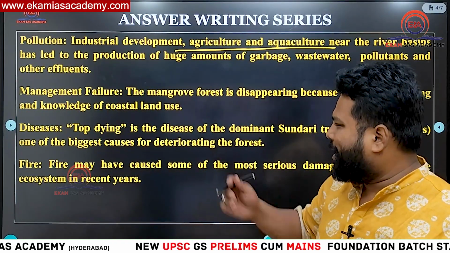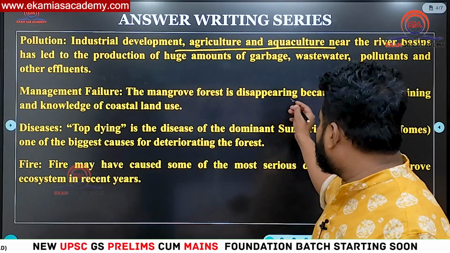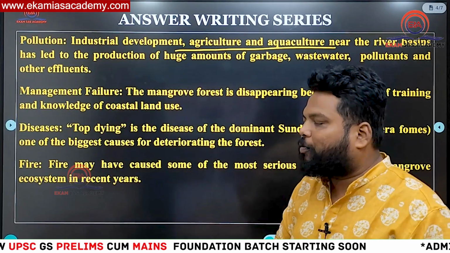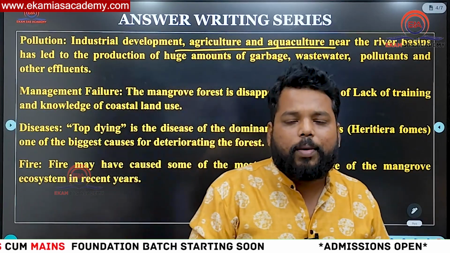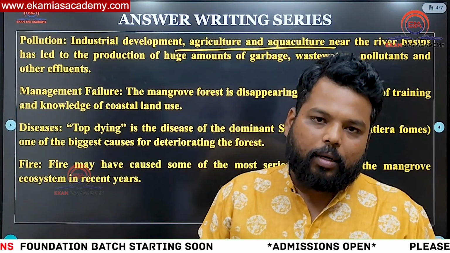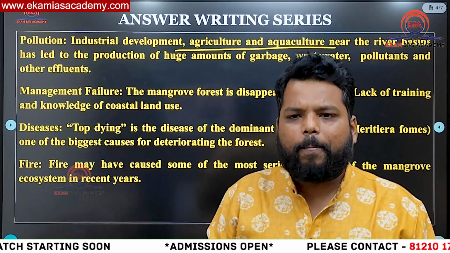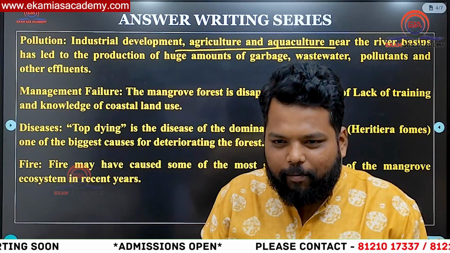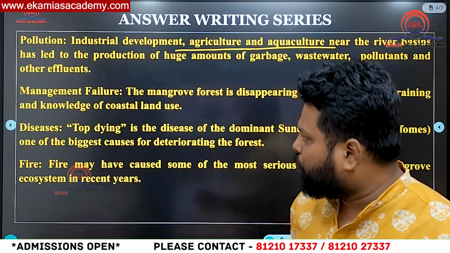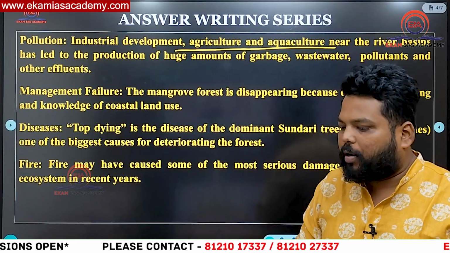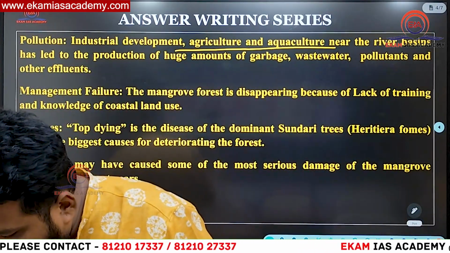Clear? So management failure, however, the management and administrative failure is one of the reasons why the mangroves are disappearing, because of lack of training and knowledge of coastal land usages. So here it is necessary that we generate a huge amount of awareness. Clear? Within the coastal communities, awareness generation and a certain policy framework at the decentralized, zonal level has to be brought. So efficient management and administration failure has given us one of the reasons for the depletion of mangroves in this region.